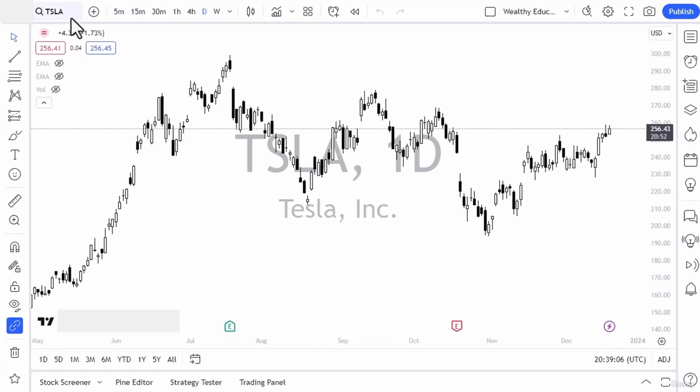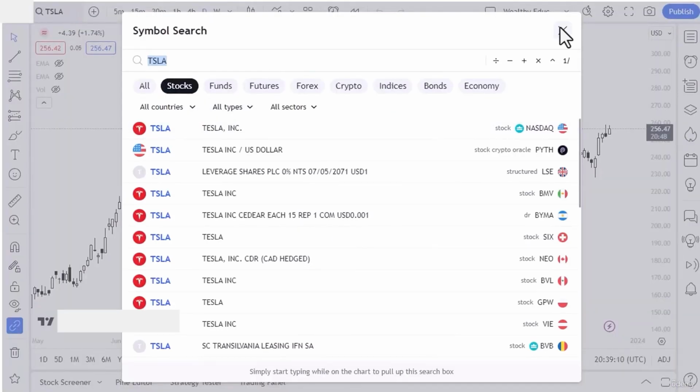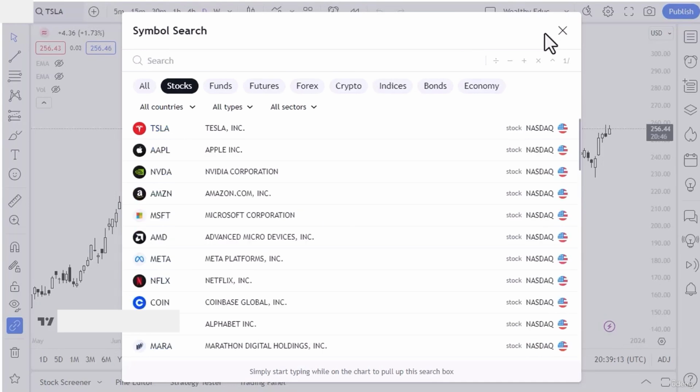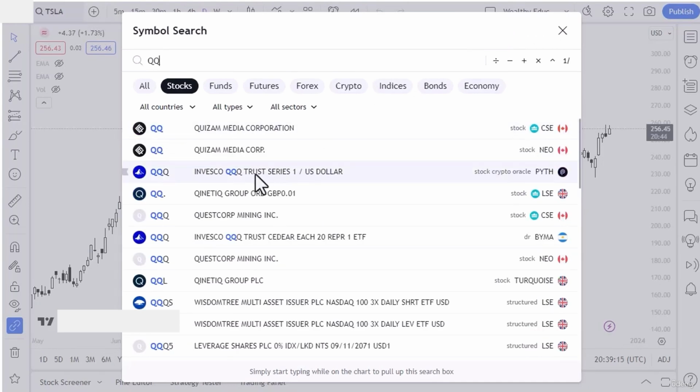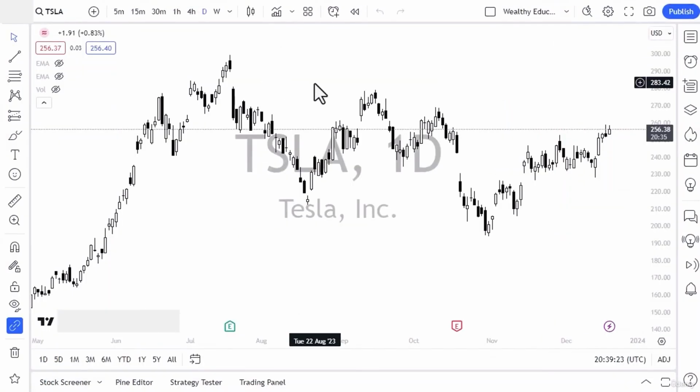For example, there's the top bar and you can change your symbol there. Let's type in Q, and if you wanted to switch to Invesco QQQ, the NASDAQ 100 ETF, you could do that. For now, I'll leave that be.